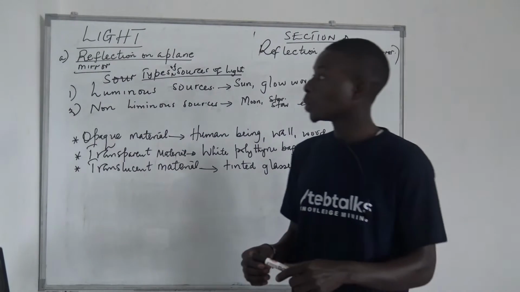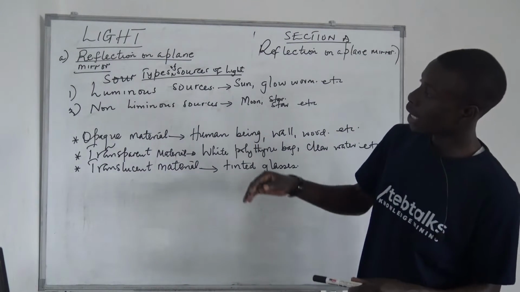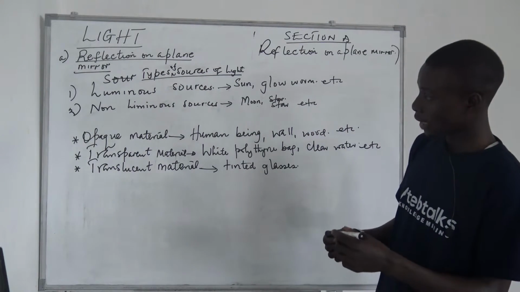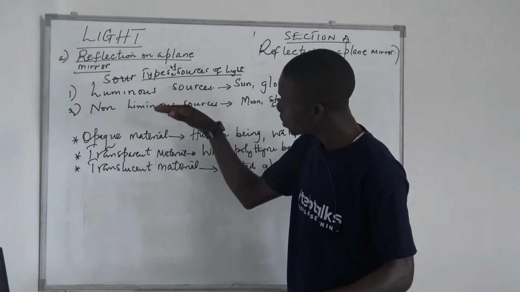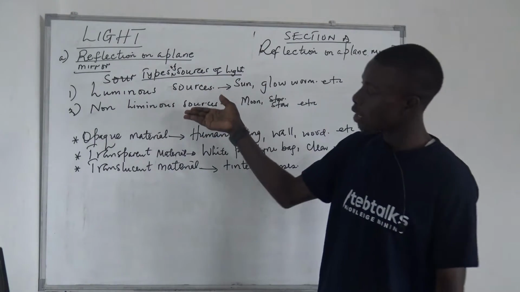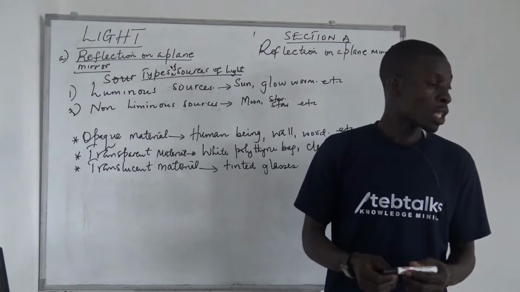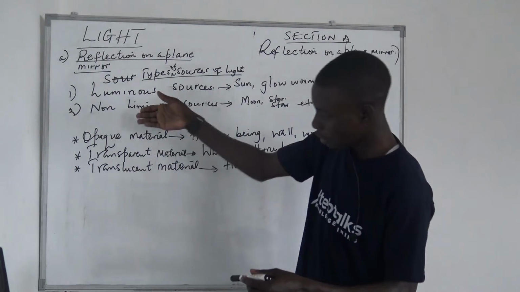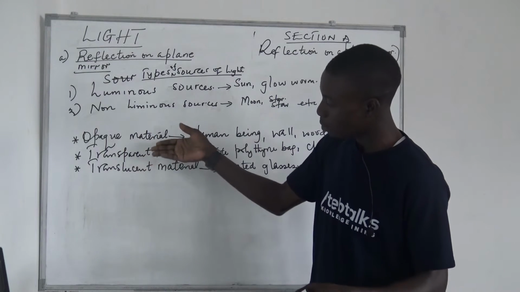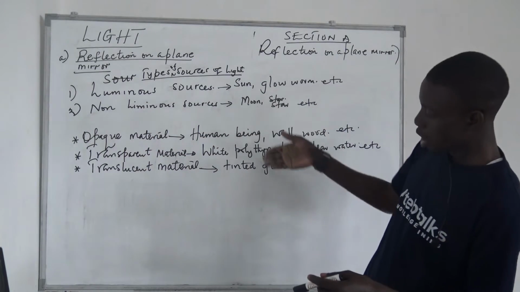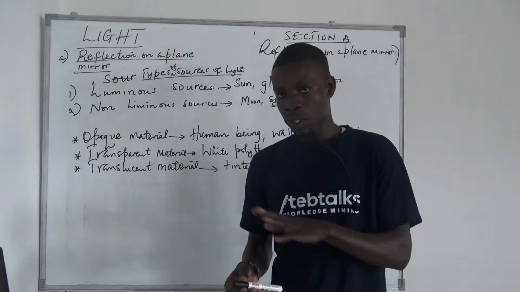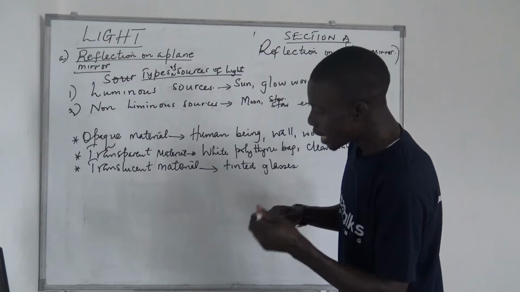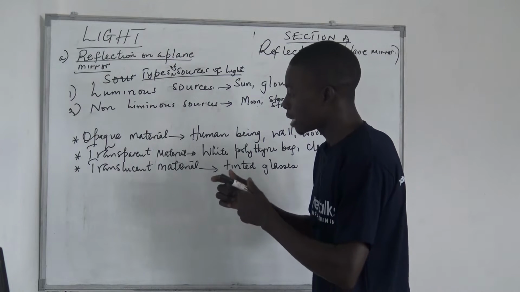Back to our session again. We are still looking at some introduction to our topic of light. We had looked at the types of sources, luminous and non-luminous, and then we have also looked at the different materials, that is, opaque, transparent, and translucent, with some simple examples. And now, let's look at another new thing that will also guide us so much in light.